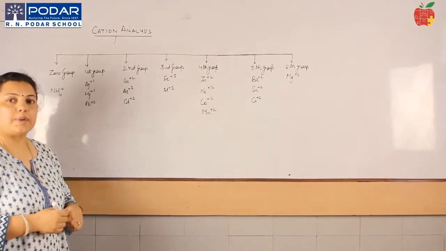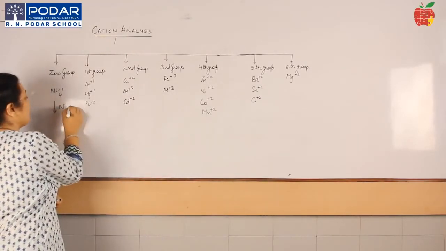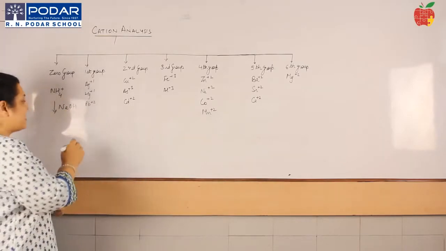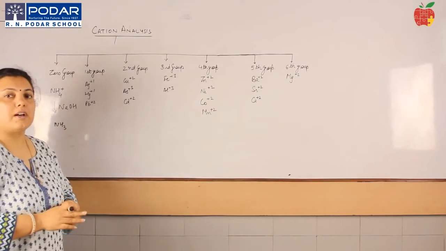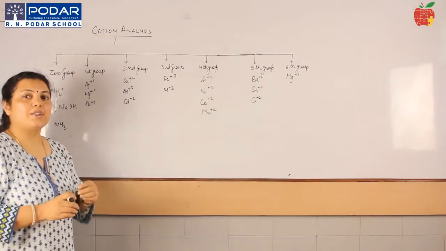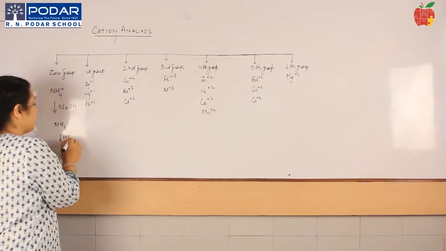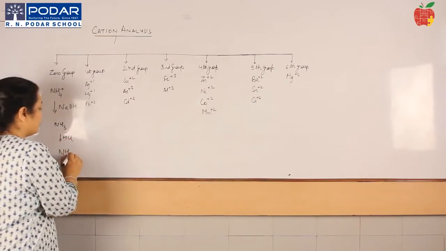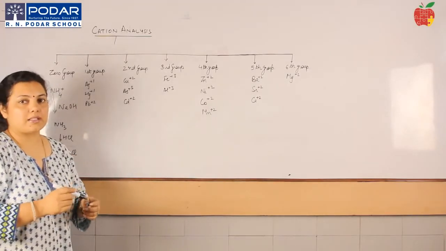Ammonium doesn't have a group reagent. You simply add sodium hydroxide to the salt. Ammonia is liberated, and you can check whether ammonia is being formed from the smell. And second thing is, you can bring a rod dipped in HCl near the mouth of the test tube, where dense white fumes of ammonium chloride are given out, which is a confirmatory test for ammonia gas.